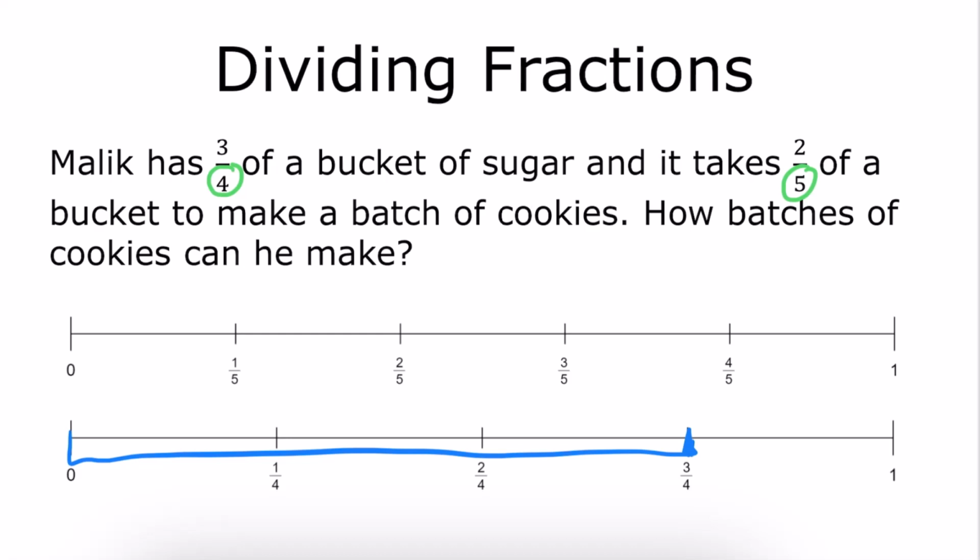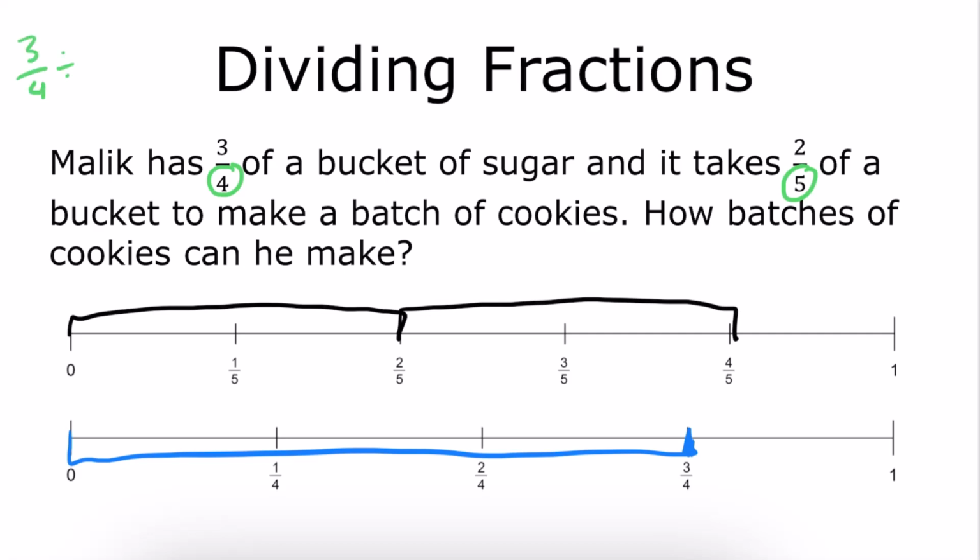So I know right off the bat that I'll definitely be able to make one full batch of cookies because that's how much sugar it would take, but I won't quite have enough to make two batches. So I know that 3/4 divided by 2/5 equals one whole and almost two whole batches of cookies. And the question is how much of a fraction of a batch of cookies is that last little bit? Because it looks like it's really close to being two full batches of cookies, but not quite.